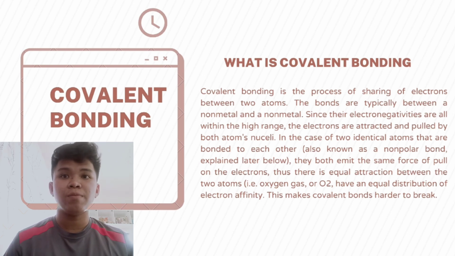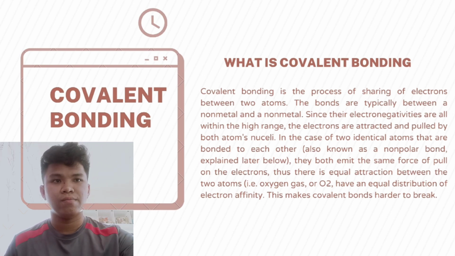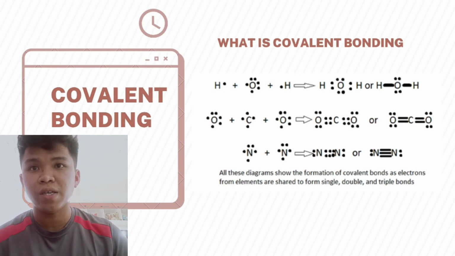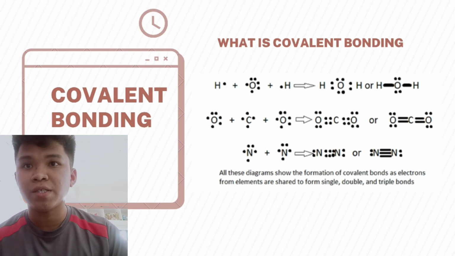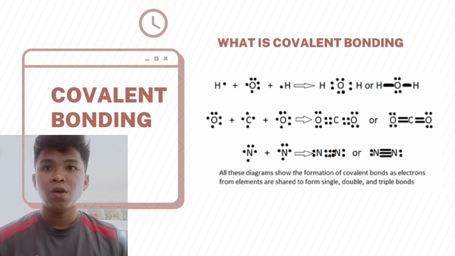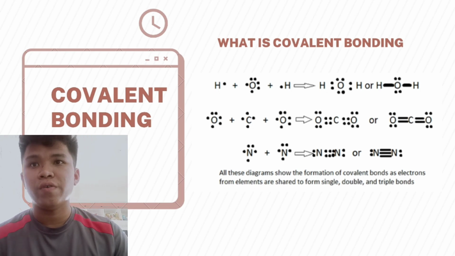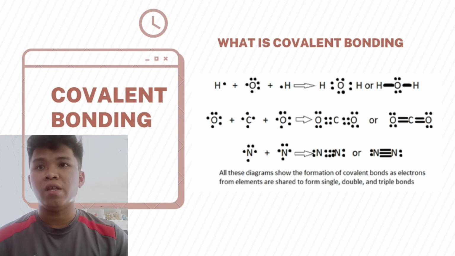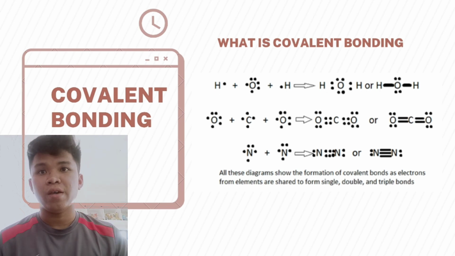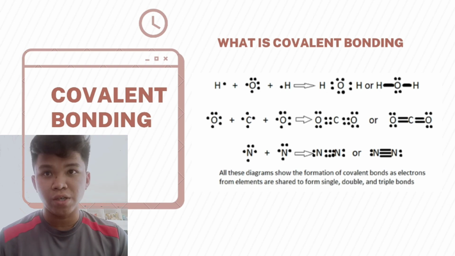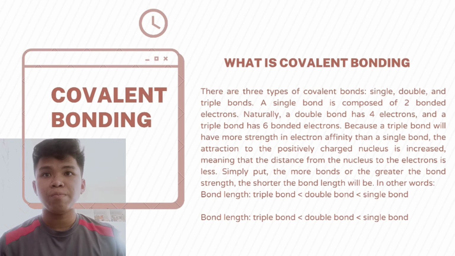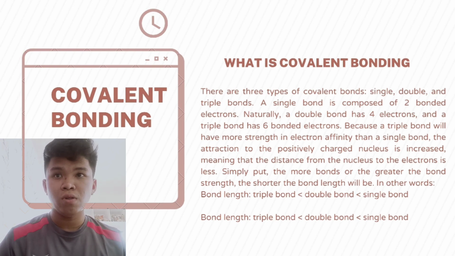This makes covalent bonds harder to break. So, all these diagrams show the formation of covalent bonds as electrons from elements are shared to form single, double, and triple bonds. So, the hydrogen and oxygen covalent bonding, oxygen and carbon covalent bonding, and the nitrogen and nitrogen covalent bonding. There are 3 types of covalent bond: single, double, and triple bonds.